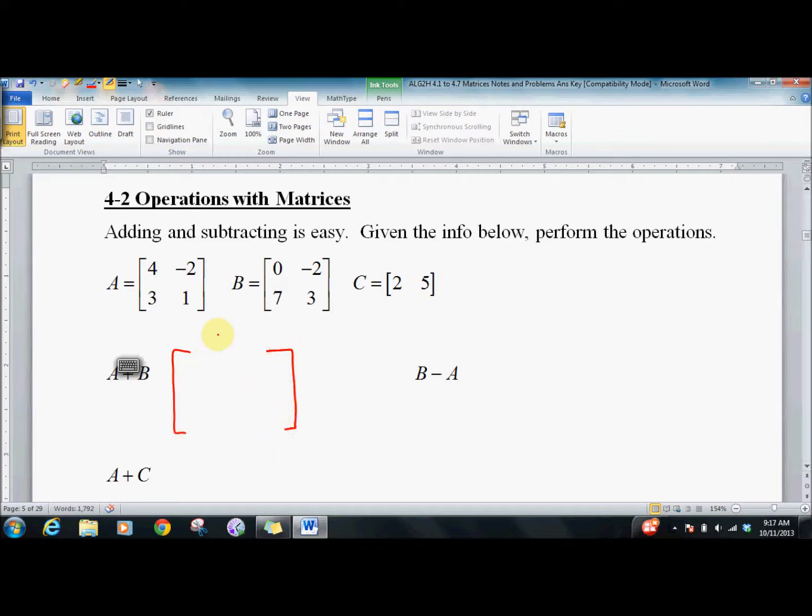I don't actually usually put the parentheses in first, but I thought I'd help out. And then you just add them. 4 plus 0, negative 2 plus negative 2, 3 plus 7, 1 plus 3.